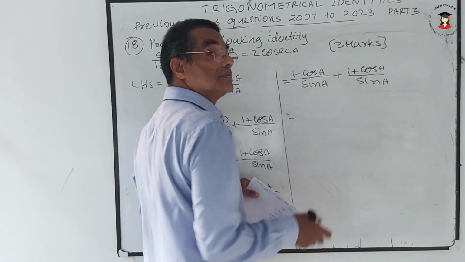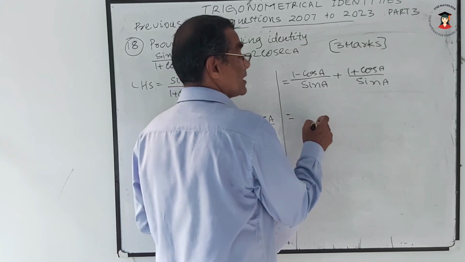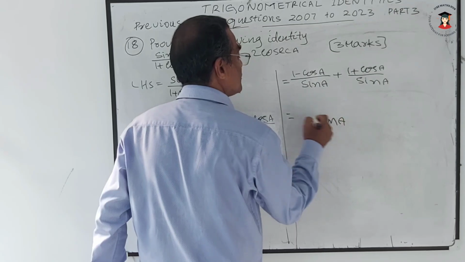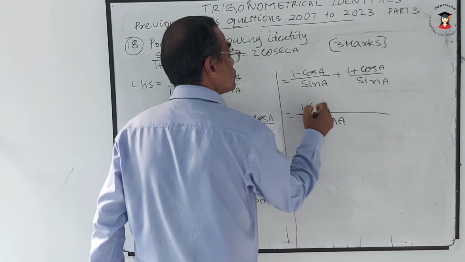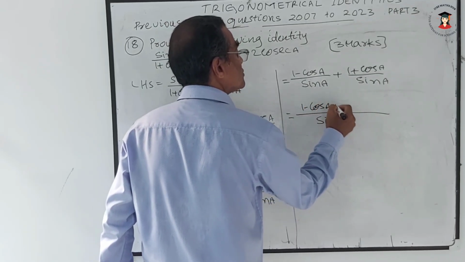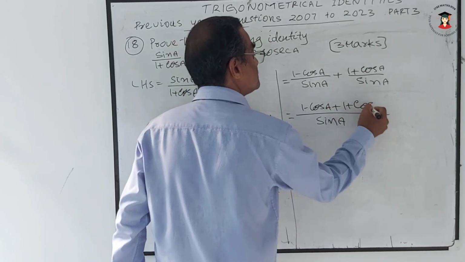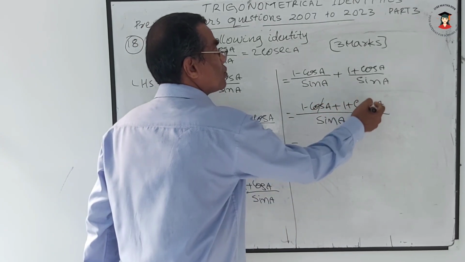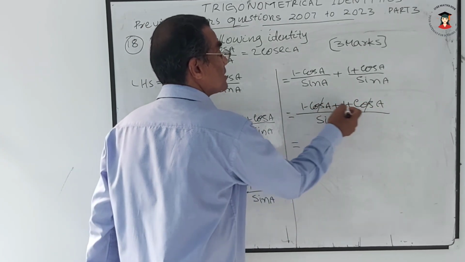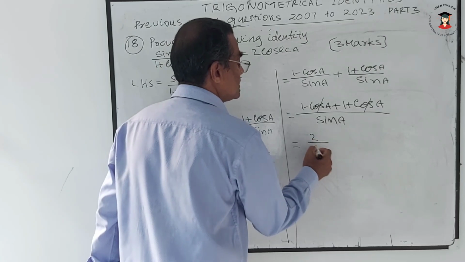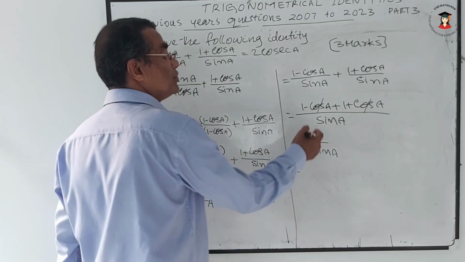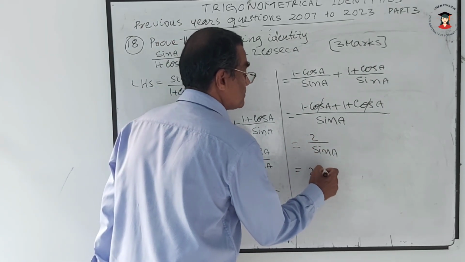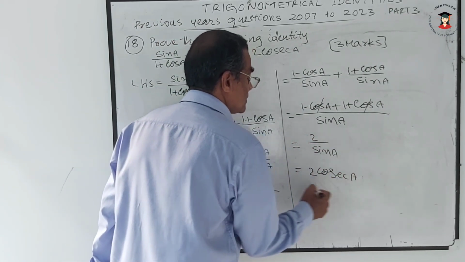Now the denominator is the same. So I can write it as a common denominator. Sin A upon 1 minus cos A plus 1 plus cos A, minus cos A and plus cos A cancel each other. So 1 plus 1 is 2. 2 by sin A, 2 into 1 by sin A. So 1 by sin A can be written as cosec A, equal to RHS.